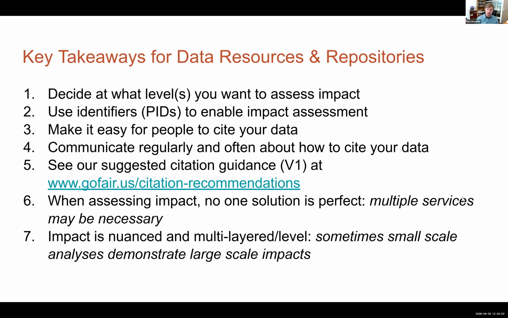And likewise, on the other side, the resource and repository provider side, as Keith said, think about what level you want to assess impact. Is it at the repository level? Is it at the individual item level? Maybe somewhere in between. Using PIDs, as we've talked about, and the blueprint recommends. Make it easy for people to cite your data. That's really the key point, as well as communicating regularly and often with people about how to do that. Make it part of your regular communication process. See our suggested guidance. And think about, again, how multiple services might fit together and multiple approaches in terms of assessing impact.